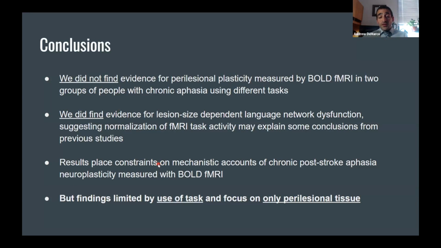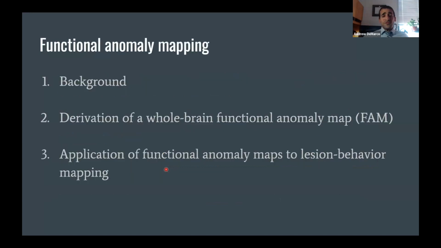And I should say, although these findings give us some information about what's happening in post-stroke aphasia in the brain, some of us are probably thinking, well, these are just a couple of tasks. You've only focused on perilesional tissue, so really you haven't said much beyond that. And I strongly agree. And so in order to go beyond a specific task and beyond only perilesional tissue, I want to pivot back to this functional anomaly mapping notion.